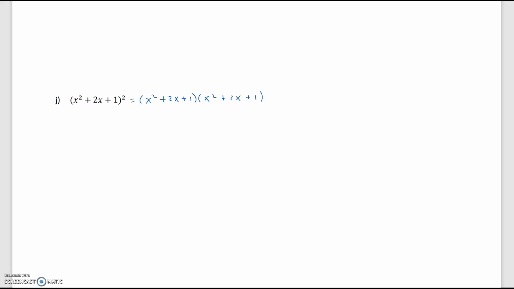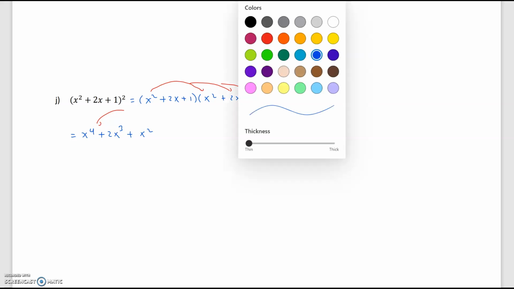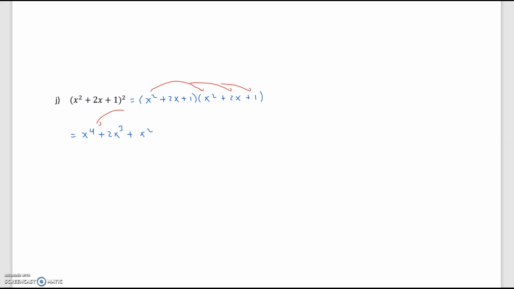And what we're going to do here is first multiply the x squared times each of the terms. So let me just start on the corner here. X squared and x squared is going to be an x to the fourth. X squared and 2x, it'll be a plus 2x to the third. X squared and 1 would be plus an x squared. And let me double check. X to the fourth, 2x to the third, and x squared. Next, we're going to multiply. So this is the result of the first multiplication.